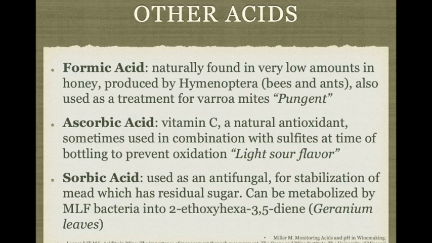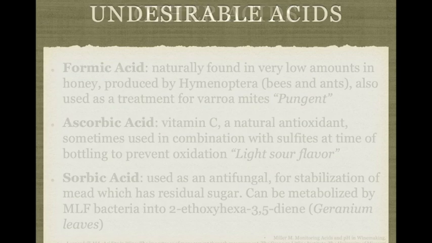Sorbic acid is used as an antifungal, and it basically is used to stabilize mead, which has residual sugar. One of the downsides is if there's any malolactic bacteria present, it can be metabolized into 2-ethoxyhexa-3,5-diene, which has a geranium leaf type of aroma. It's called geranium taint. So you never want to use sorbic acid in a mead where there's a chance of there being malolactic fermentation. I'm not going to talk about the ascorbic acid and sorbic acid very much. I've discussed those more in other presentations, but I'm just mentioning them here.